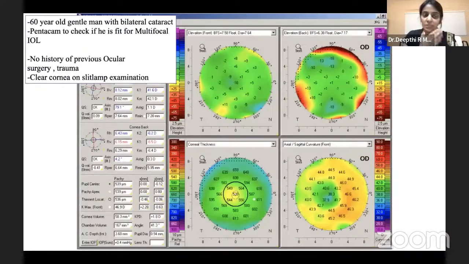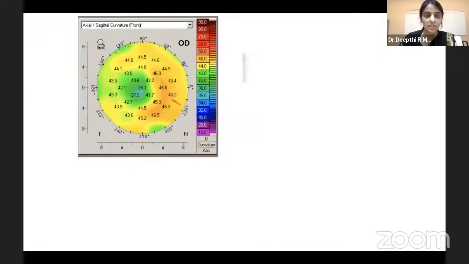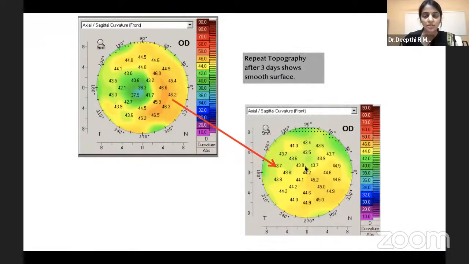When I speak of warpage, this is just to show how severe the warpage could be. This was a 60-year-old gentleman who came for cataract assessment, and we did a Pentacam as he was opting for multifocal. You see the posterior and pachy are fine, but there's a certain extreme flatness in the center. He had not undergone LASIK. After 3 days, you see the cornea has gone back to normal.